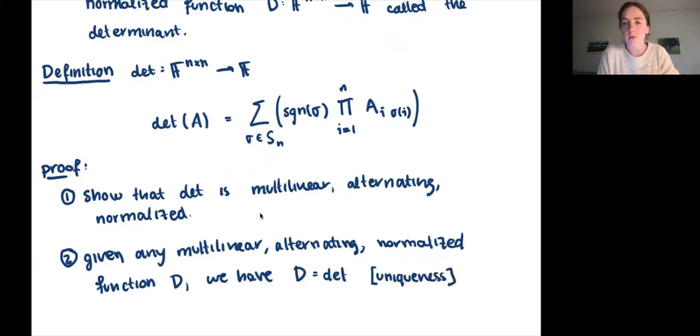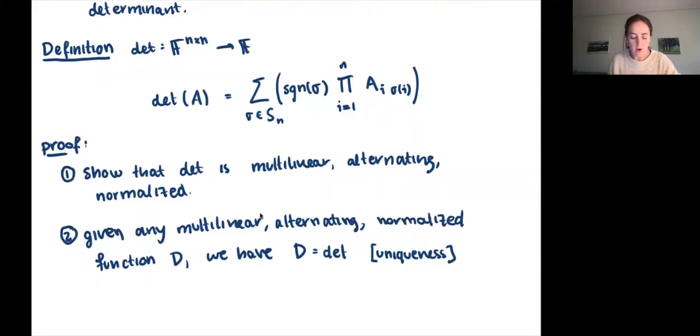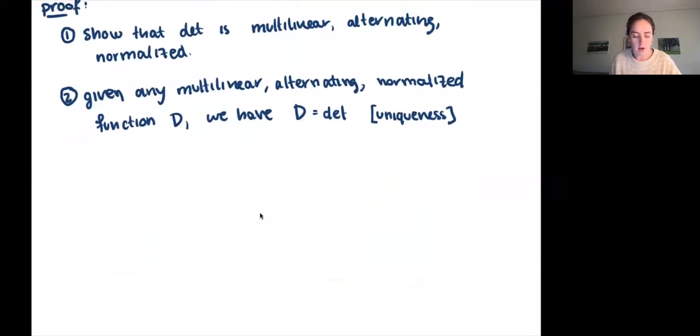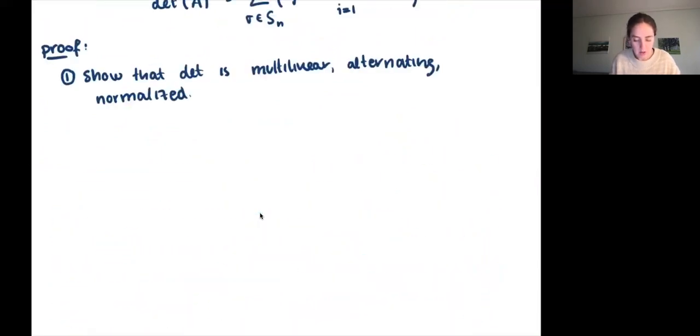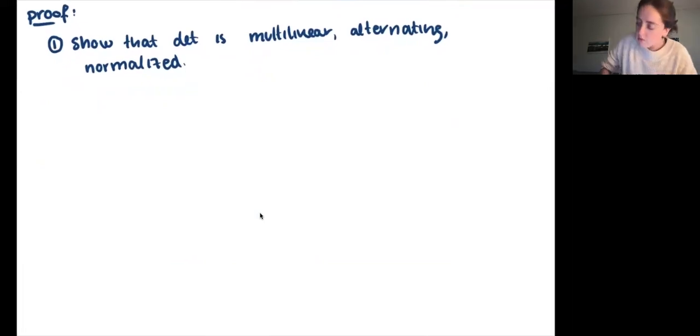Okay, so in the last lecture, we did both of these steps for the 2x2 determinant. And so now we're going to do the full proof for the general case. Let's start with part 1. I'm just going to move part 2 away so we have room. Let's start with proving that it is multilinear.